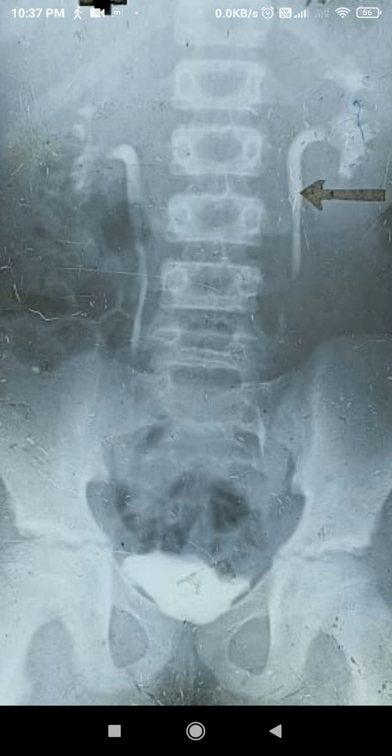That means this is not an adult patient, it's a child less than 13 years old, because the triradiate cartilage unites at puberty. That's how we can make out the age.